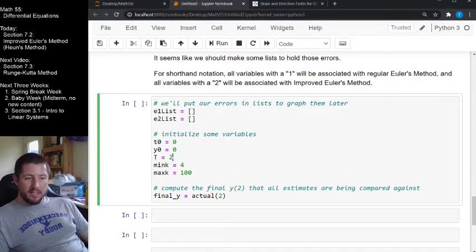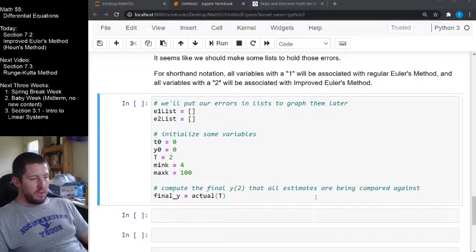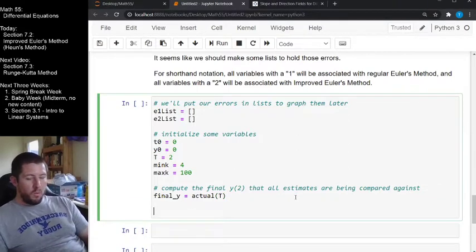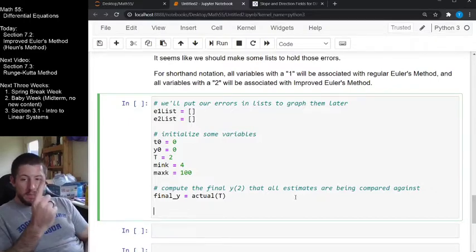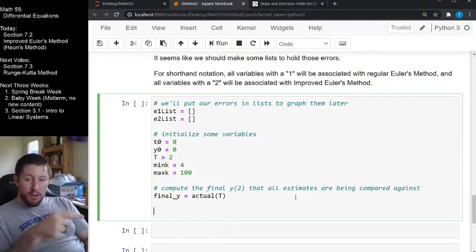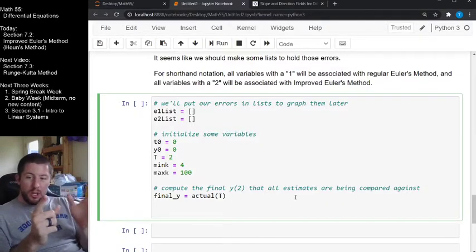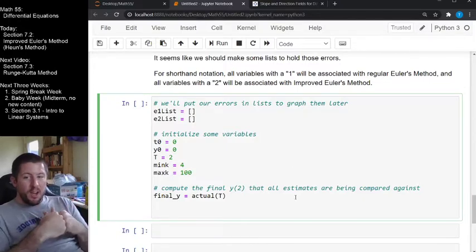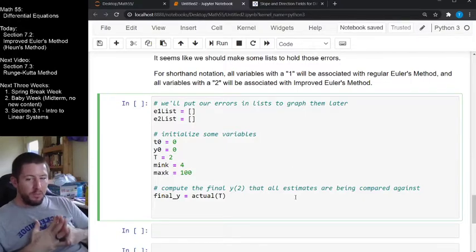And I'm immediately realizing I should change that, because when I say 2, I really mean capital T. I'm trying to use all my variables, not hard code numbers that I would have to change if I wanted to reuse this later. So here's the deal. We want to do both Euler's method and improved Euler's method once for every single value of k, from 4 to 100, where k is our number of subdivisions. We've got loops inside of our loops now.